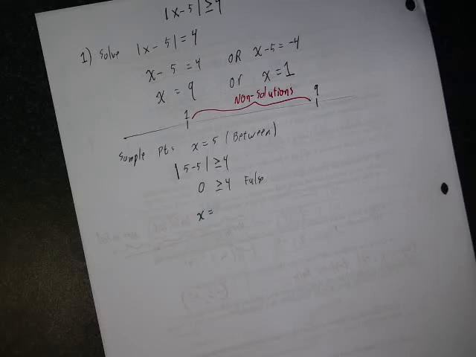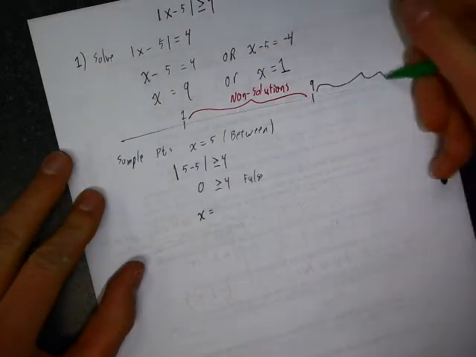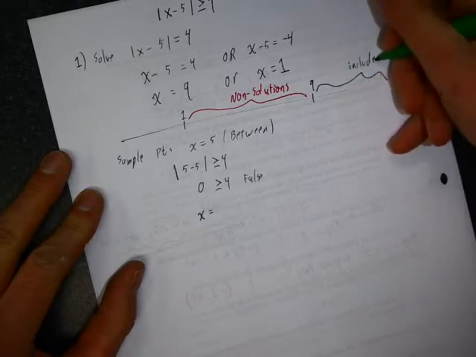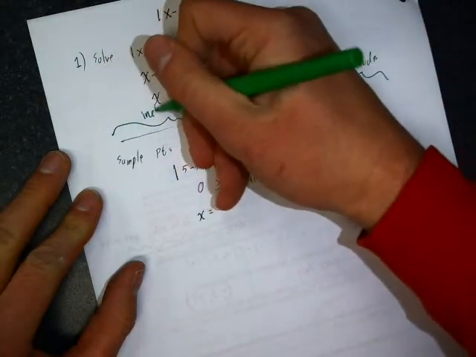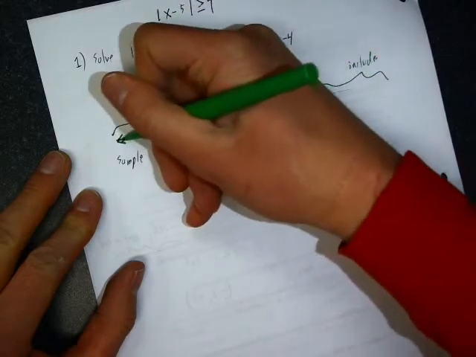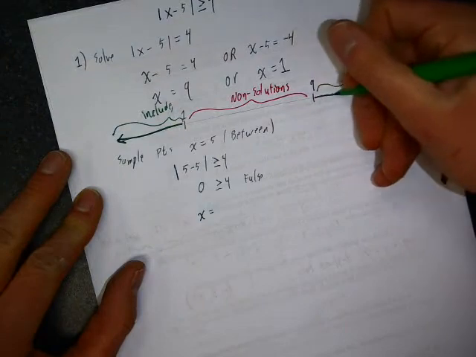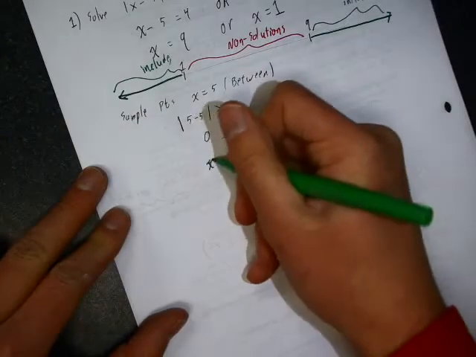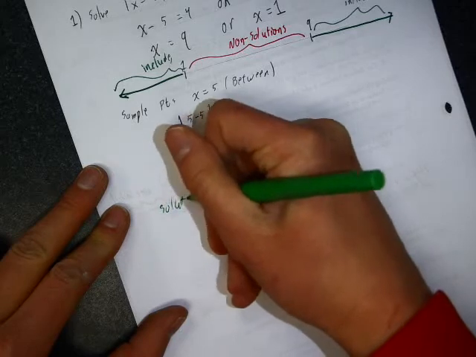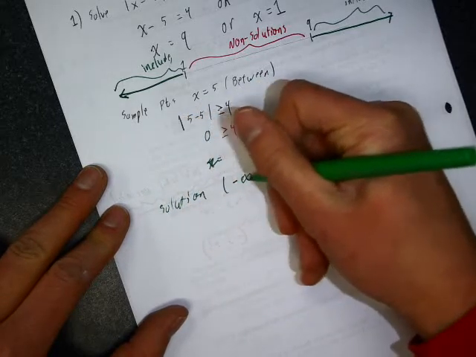So let's see. Numbers to the left of 1, included or excluded? Included. To the right of 9? Included. Does anyone want me to talk through those in any more detail than just that? Okay. So all of these numbers are included. All of these numbers are included. So it looks like the solution set is negative infinity to 1 together with 9 to infinity. Infinities are never included.